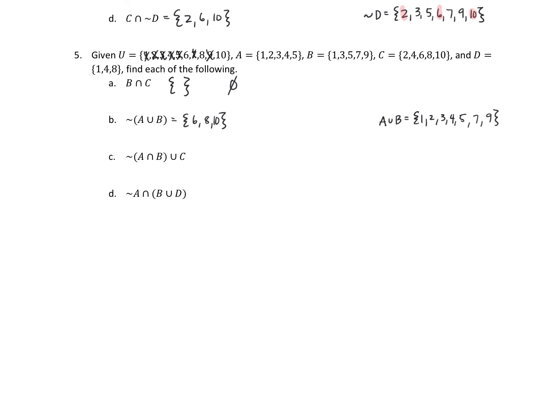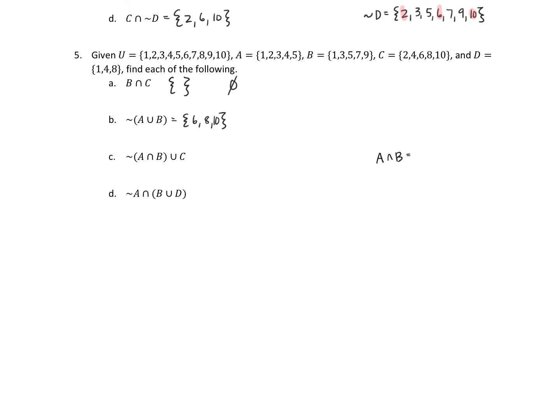All right, just progressively getting more complicated. So let's look at part C. Part C, we want to find what's in parentheses first. So first we're going to find A intersect B. Then we're going to find the complement of that. And then we're going to combine that with a union C.